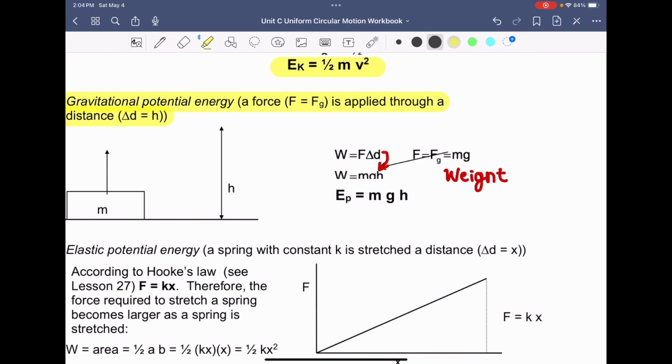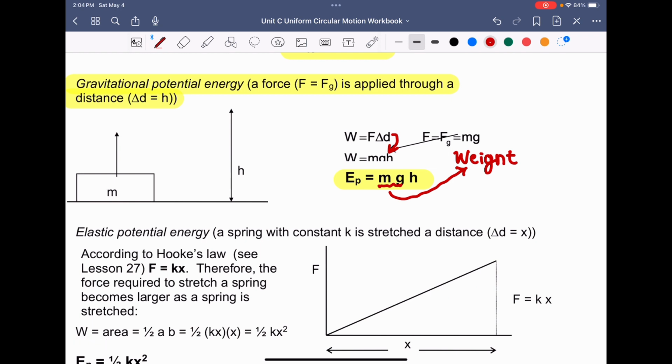Essentially what this EP equals mgh is saying is that if I take the weight of an object, which is mg, so I'm just going to underline that piece here and then draw that parallel. If I take something's weight, or an object's weight, and give it height, that's our potential energy.